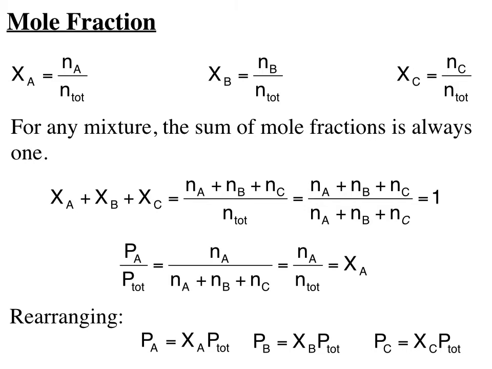Now for my definition on the previous slide, PA over P total is equal to XA, or PA equals XA P total, PB equals XB P total, PC equals XC P total. The relationship between the partial pressure of any gas and the total pressure of all gases in the chamber is that if you multiply the mole fraction of any gas times the total pressure, you will get the partial pressure of that gas.